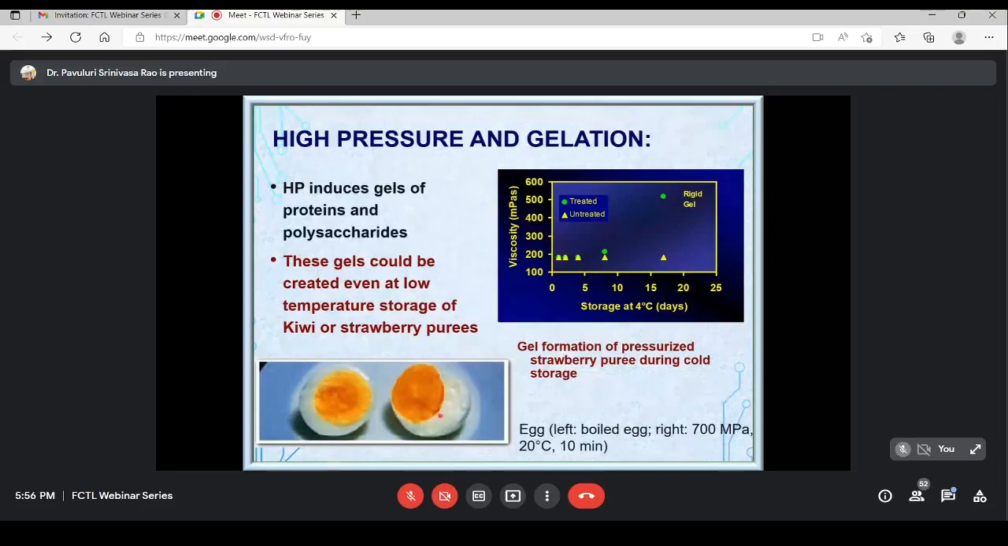Similarly, another gelation example is egg, where the left side is the egg which is gelled through high pressure processing. You can see the yolk part is uniform in color, whereas in the thermal one the central part is deeper, and the extreme parts are lighter. So this way you can have a better quality product and maybe soft gel products using high pressure processing.